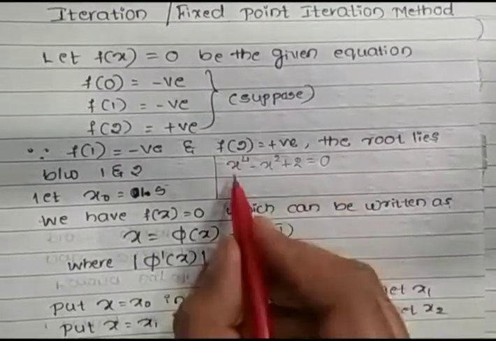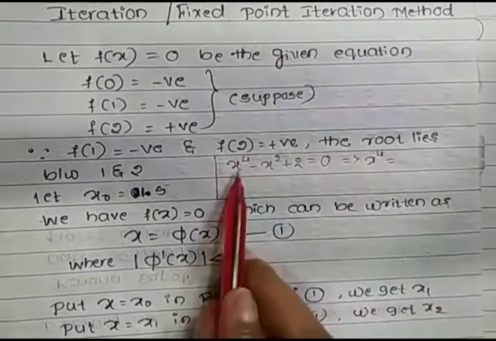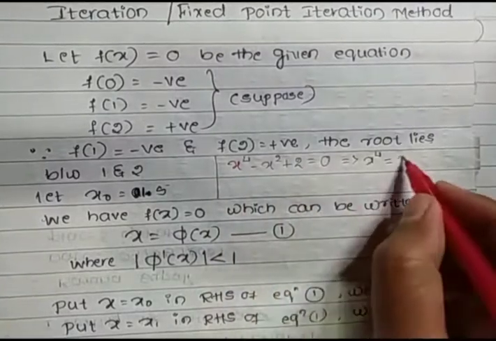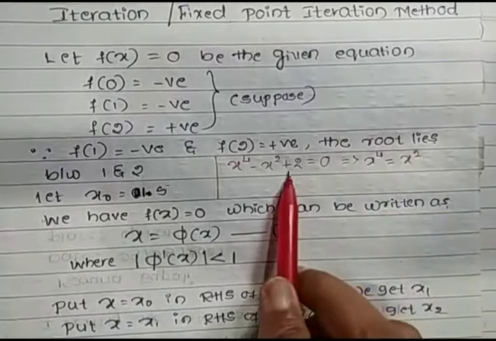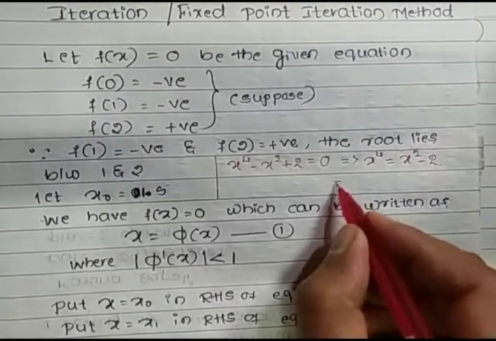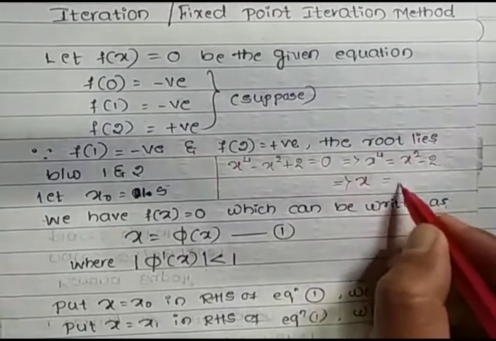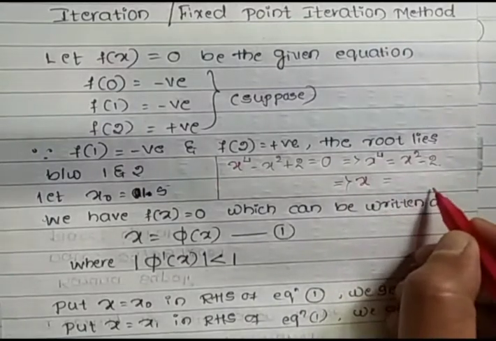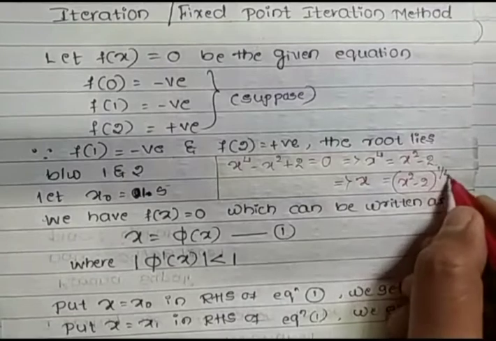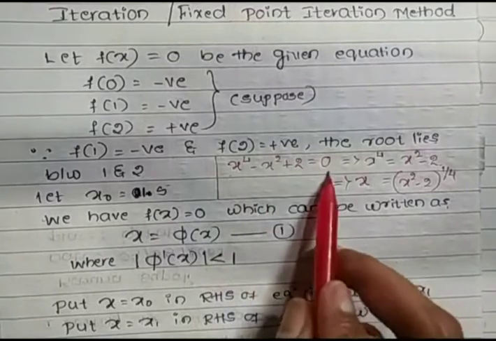See, the first method is this: we can write x raised to 4 is equal to, take minus x square to this side of the equation, then it is plus x square. Take plus 2 to this side of the equation, then this is minus 2. So using this we are calculating the x value. Therefore x is equal to the fourth root of x square minus 2, or x square minus 2 raised to 1 divided by 4.